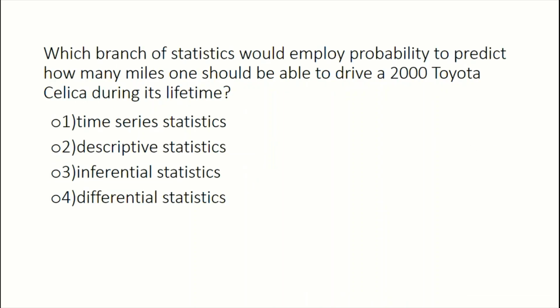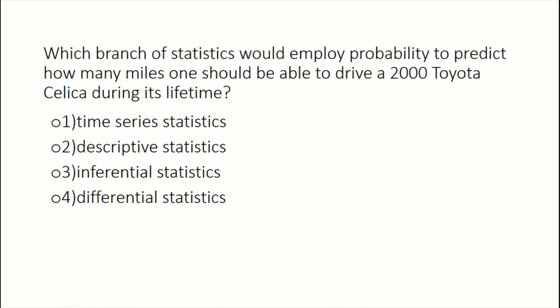Which branch of statistics would employ probability to predict how many miles one should be able to drive a 2000 Toyota Celica during its lifetime? It is important to notice that there are 2 branches of statistics: descriptive statistics and inferential statistics.